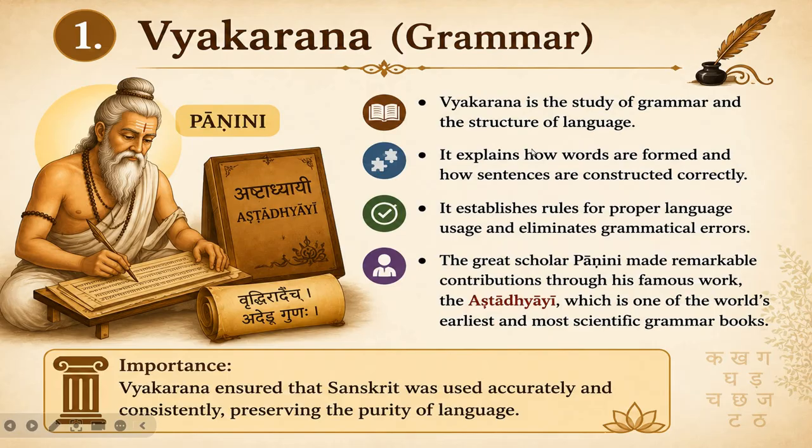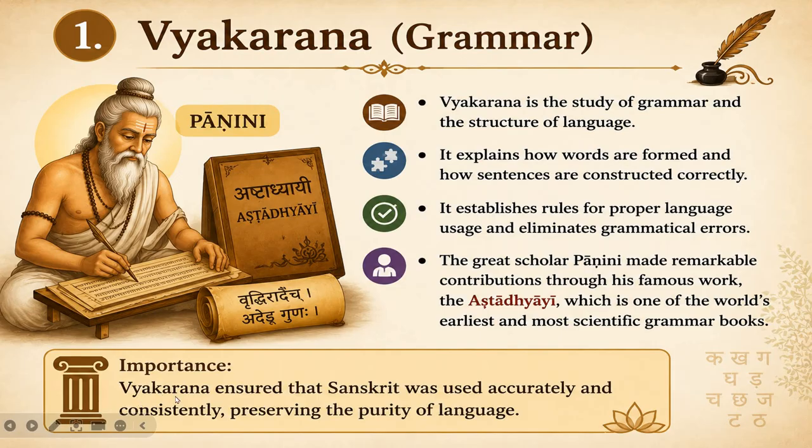Now here you can see the key features of the Vyakarana. These explain that grammar studies how words are formed, how sentences are constructed correctly, and how rules are established for proper language usage. These grammatical principles help eliminate errors and ensure that language is used accurately and consistently. The symbols beside each point emphasize learning, structure, correctness, and scholarly contribution.